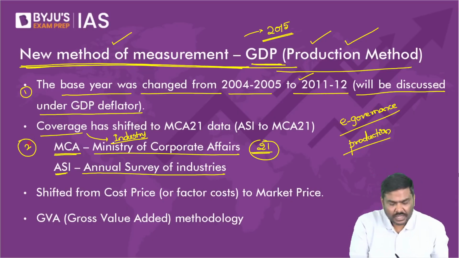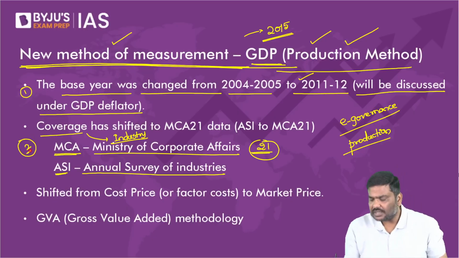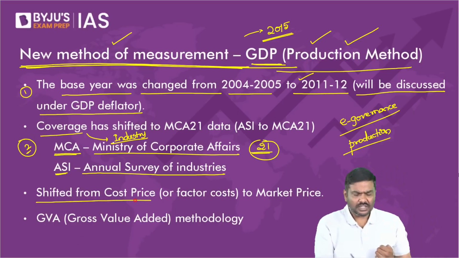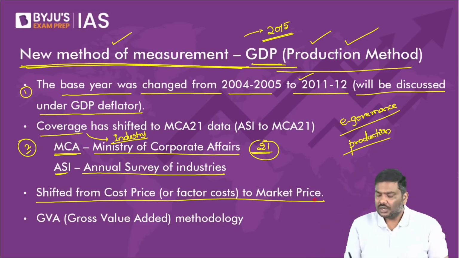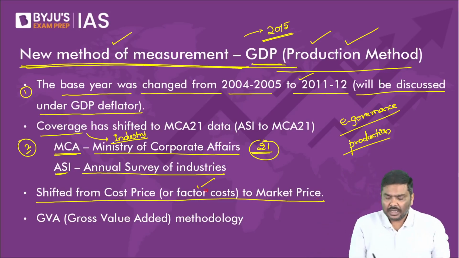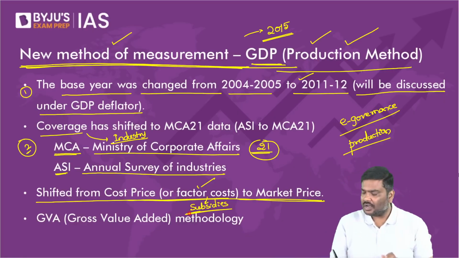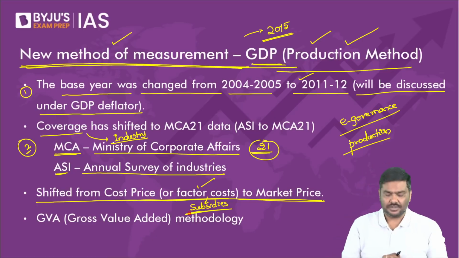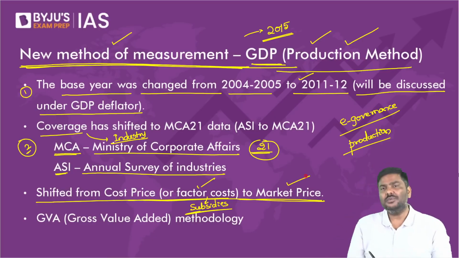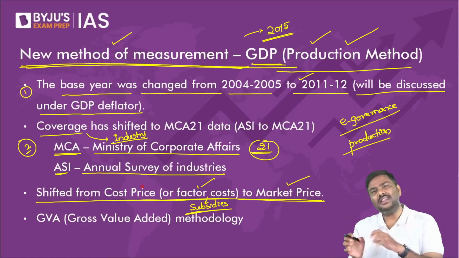Third one, shifted from the cost price to the market price. Now, what is this cost price? Factor cost and subsidies were generally considered earlier. Now we are considering market prices. Now, what is the basic difference between the cost price and the market price?